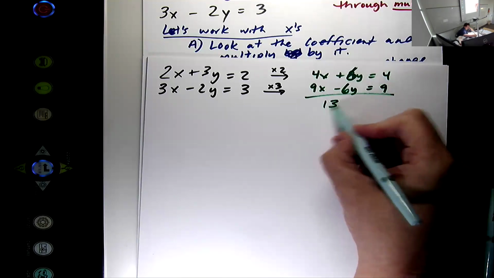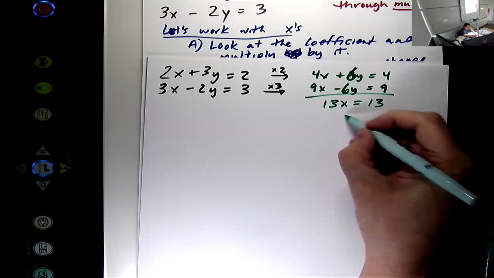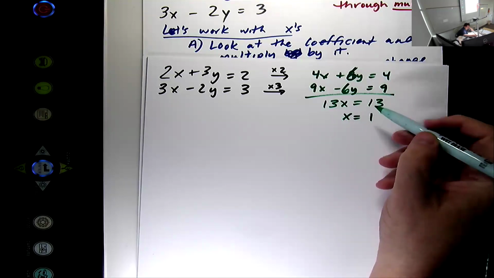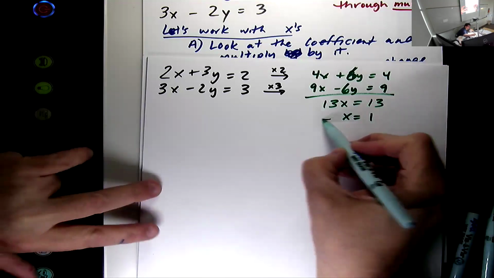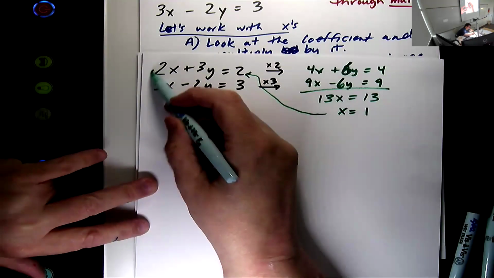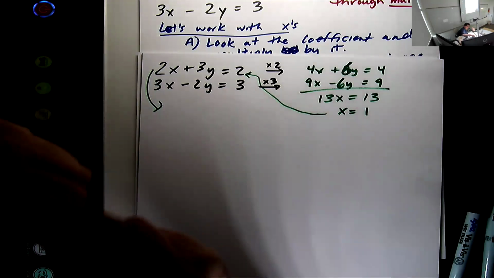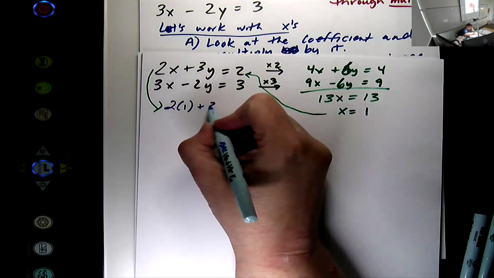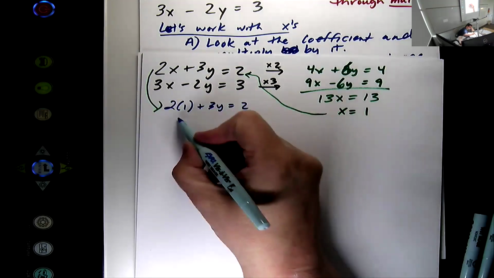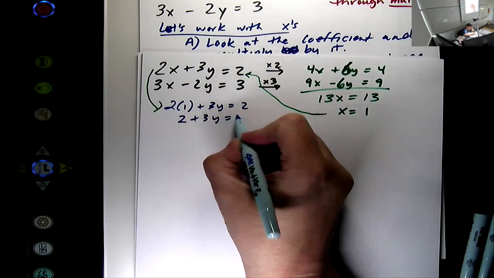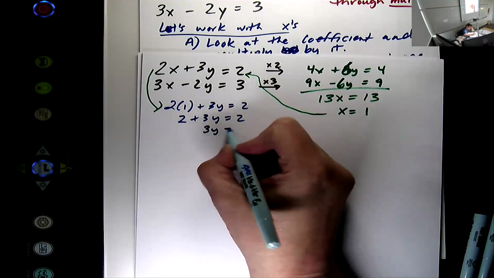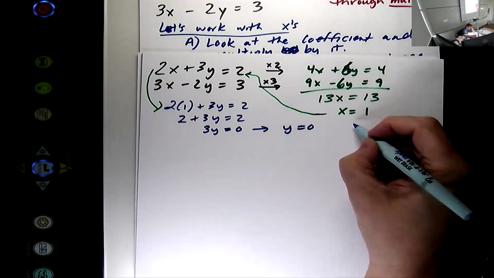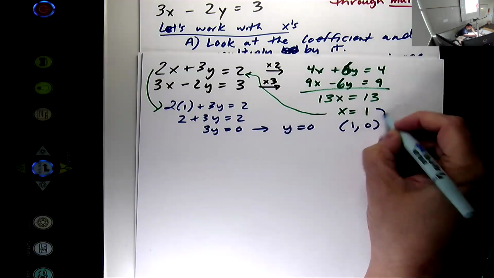So I add vertically and I get 13x equals 13. X equals 1. I'm gonna plug that into this one. Two times 1 plus 3y equals 2. 2 plus 3y equals 2. Subtract 2, I get 3y equals 0. Divide by 3, I get y equals 0. And together we get the point 1 and 0.